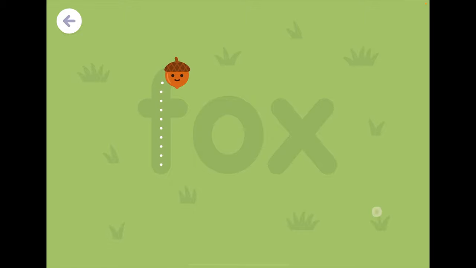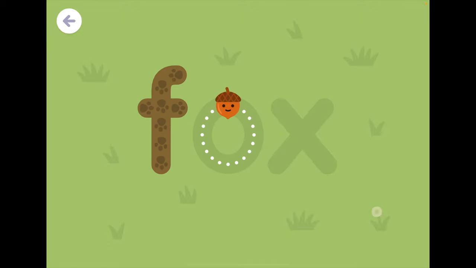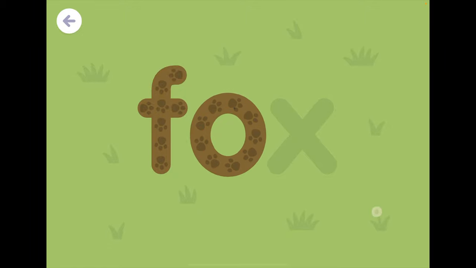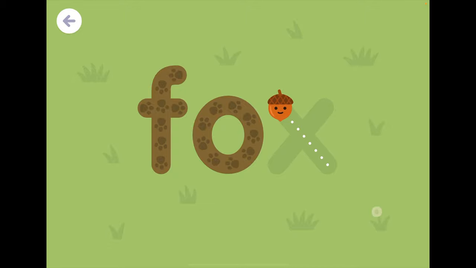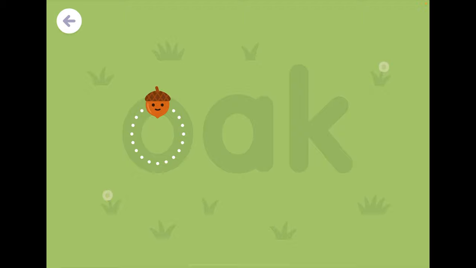Do you know what this word is? It's fox. Fox starts with an F. F. Ah is an O sound. O. And the X at the end is an X. Fox. X. Fox. Very good.